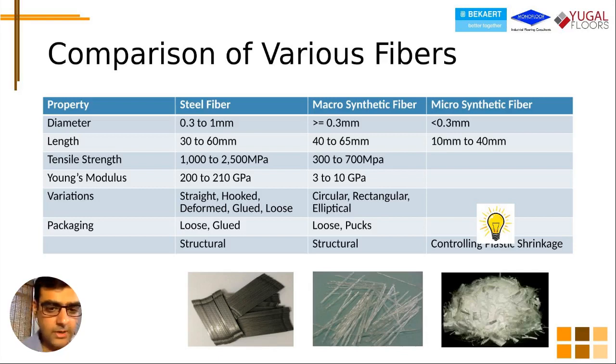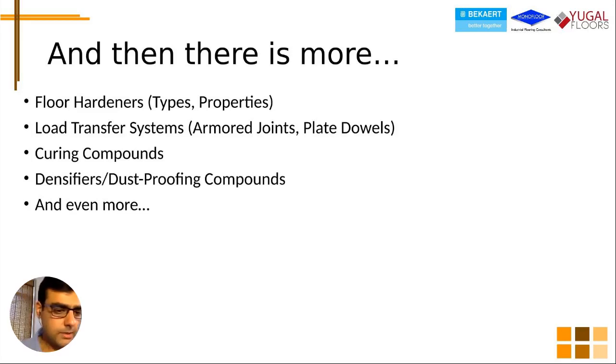So this is my last slide, guys, more factual. The important point to take from this slide is that there are two types of synthetic fibers, macro and micro. Micro synthetic fibers only help in controlling plastic shrinkage. They are not structural. Second point is you can get steel fibers as loose or glued. You can get macro synthetic fibers as loose or in pucks. Now the Young's modulus, if you notice, steel fibers give you about 200 to 210 GPa, but macro synthetic fibers give you about 3 to 10 GPa. So I think I'm done here.